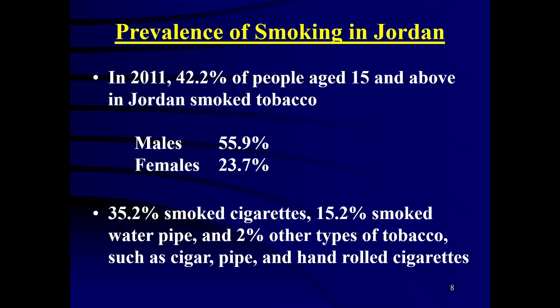What about prevalence of smoking in Jordan? Jordan now is probably the leading country all around the world in the prevalence of smoking. In 2011, about 42% of people aged 15 and above smoked tobacco. Males about 55.9% and females 23.7%. About 35% smoked cigarettes, another 15% smoked water pipe, and 2% other types of tobacco.